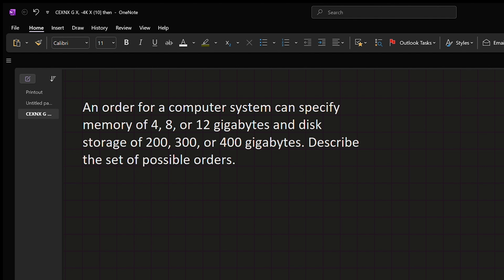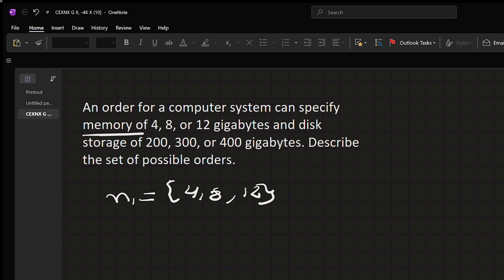Okay, now we're going to provide another example for the multiplication rule. In this example, an order of a computer system can specify memory of 4, 8 or 12 gigabytes and disk storage of 200, 300 or 400 gigabytes. Describe the set of possible orders. So first, we're going to identify our number of steps. Let's define n1 as step 1, which in this example would be the type of memory. How many gigabytes do we want? n1 would be 4, 8 or 12. Second, the second level would be our disk storage. Disk storage we can have 200, 300 or 400. Let's define it as n2.